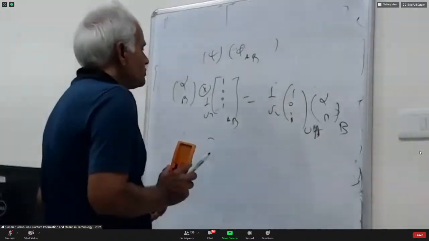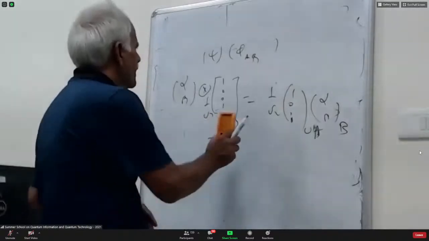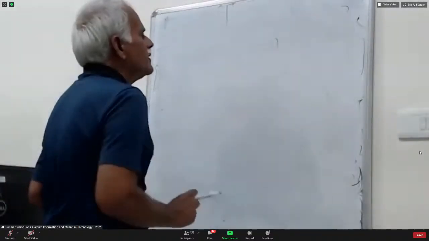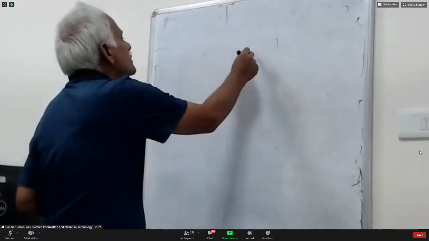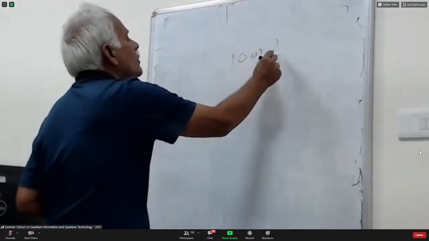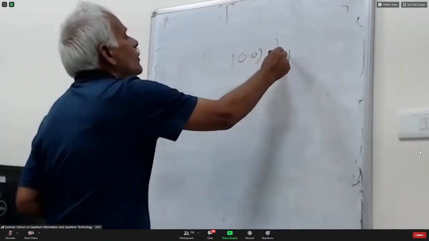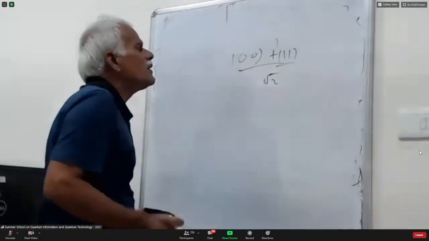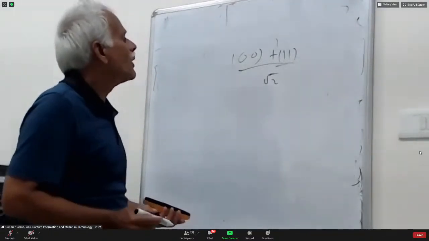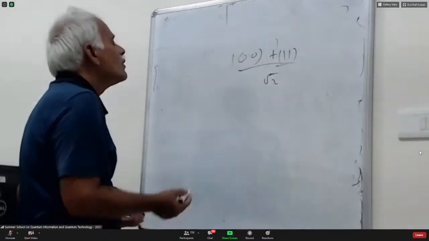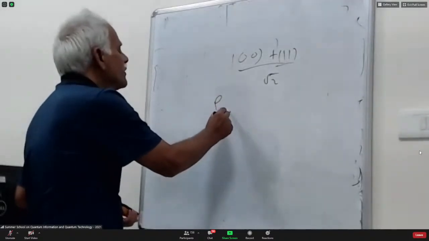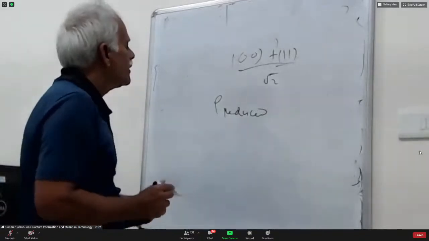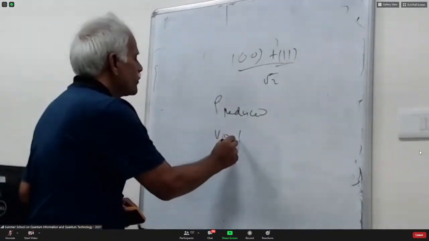Okay, so now maximally entangled. Again, working out by hand is very simple. For example, Alice Bob, 0 0 plus 1 1 by root 2. Typically they will first take this, find out the so-called reduced density matrix, and from there they will compute something called von Neumann entropy.